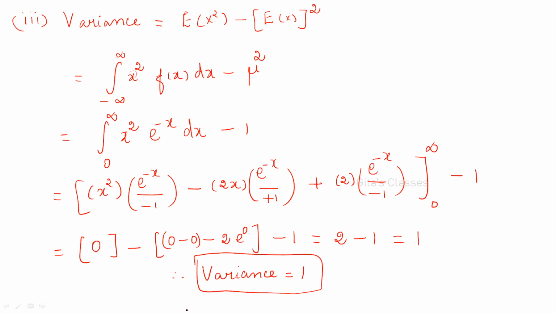Variance is E of x squared minus E of x the whole squared. E of x squared means the integral of x squared into f of x dx, minus E of x, which is nothing but mu, the mean, so mu squared. Mu we have already found to be 1. Therefore, substituting, the variance is 1.